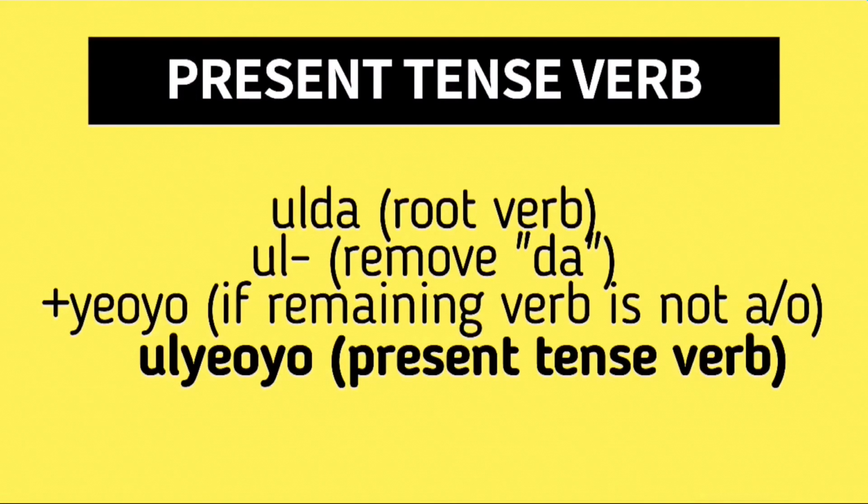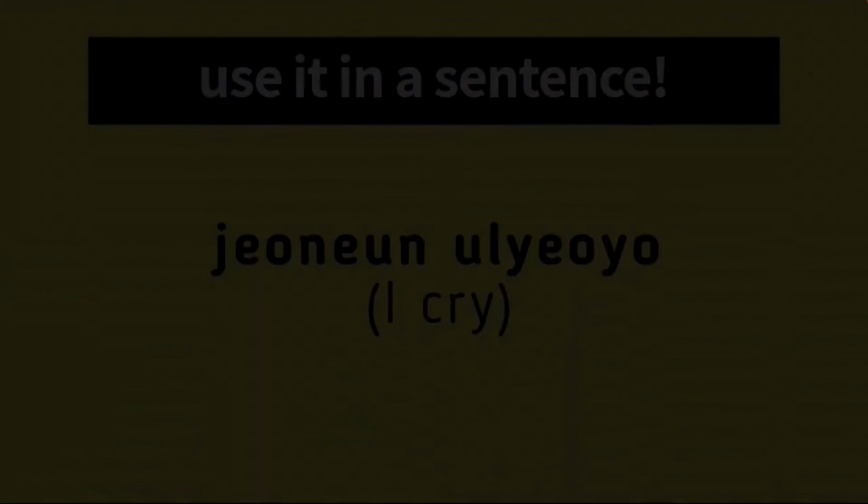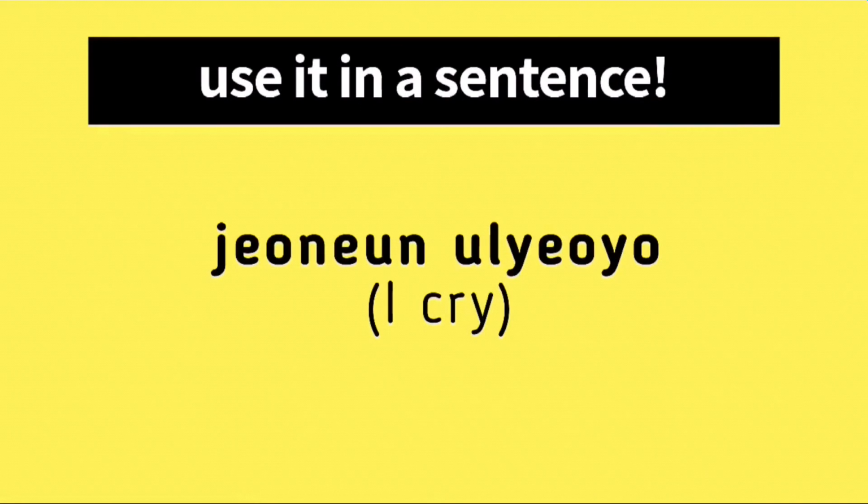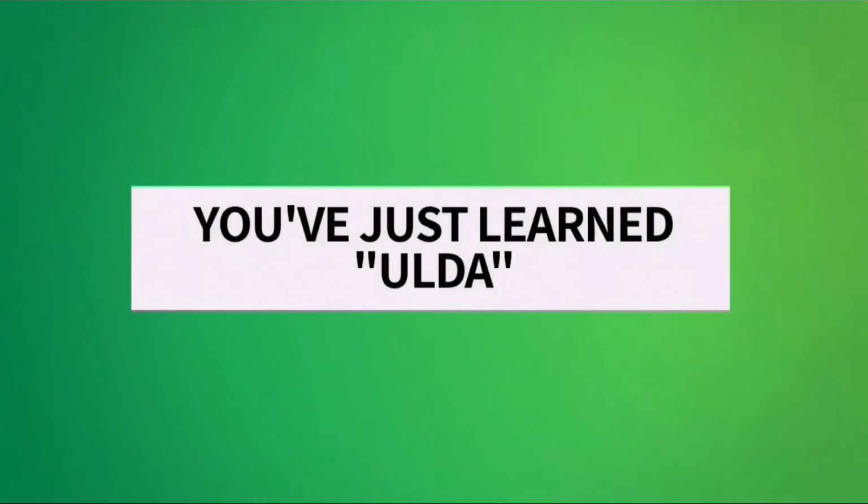So going back to this, as mentioned a while ago, we're just left with ul, and we have chosen oyo because ul does not end with a sound a or o. So ul plus oyo is 울어요. And looking back to this, we already know by now that 저는 울어요 means I cry, or it pertains to the present action of crying. And with that, you've just learned ulta.